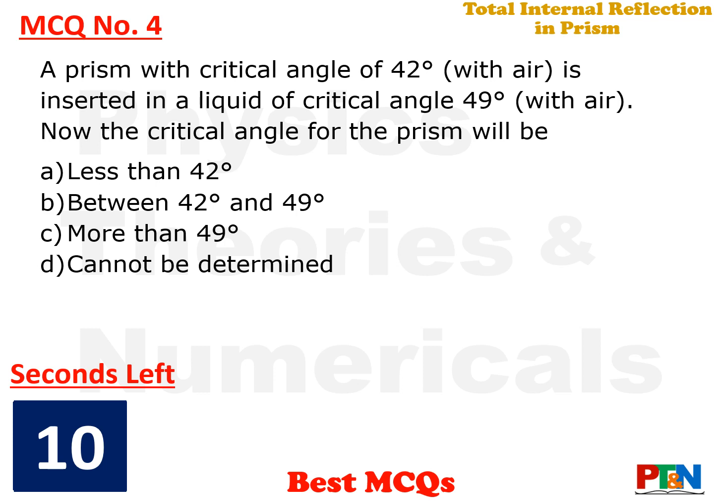Next MCQ. A prism with critical angle 42 degree with air is inserted in a liquid of critical angle 49 degree with air. Now what will be the critical angle for the prism when it is inserted into the liquid? It will be less than 42 degree, between 42 degree and 49 degree, more than 49 degree, or cannot be determined. You have got 10 seconds time for this. Your timer starts now.